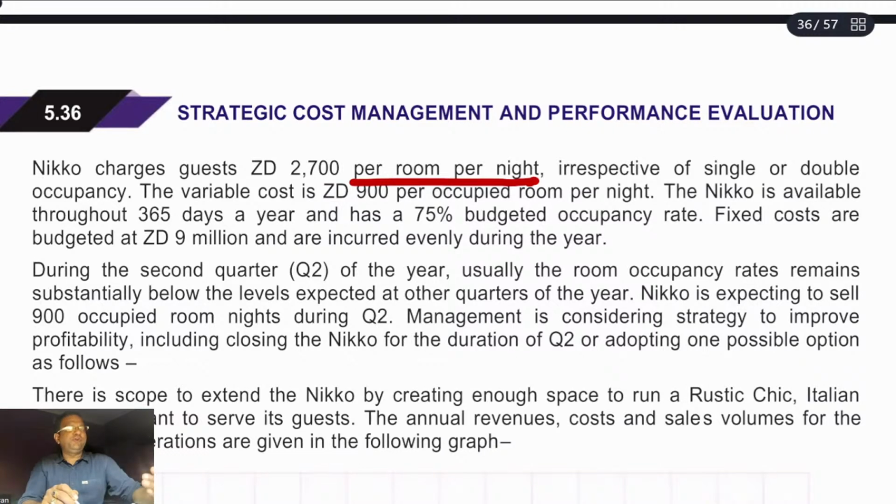Generally there is a composite unit in case of service industry. Hotel being a service industry, therefore two cost units have been used, room along with the night. So the charge is 2,700 per room per night, irrespective of single or double occupancy. Whether the room is occupied by a single customer, we will also charge him 2,700. Whether the occupancy is double, the charge will remain the same. The variable cost is 900 per occupied room per night.